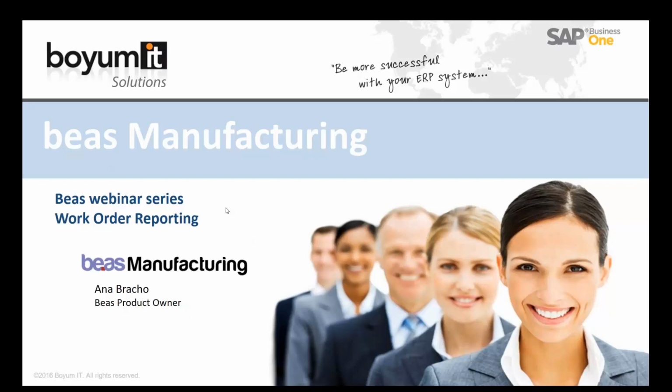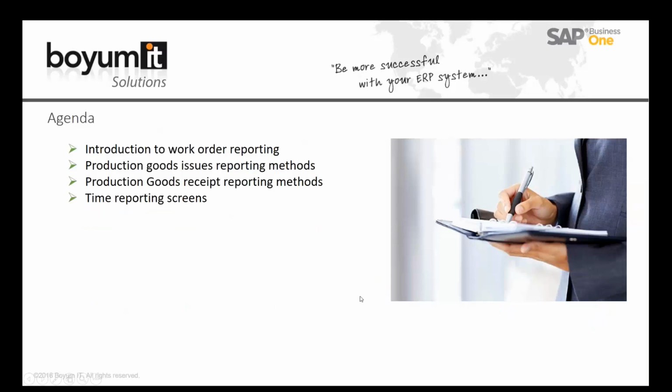Today we are going to talk about work order reporting. In our agenda, this work order reporting is going to cover the production goods issues and the several ways to report the production goods issues on beas. Also, the several ways to report the production goods receipt, and all the screens to report the time receipt.